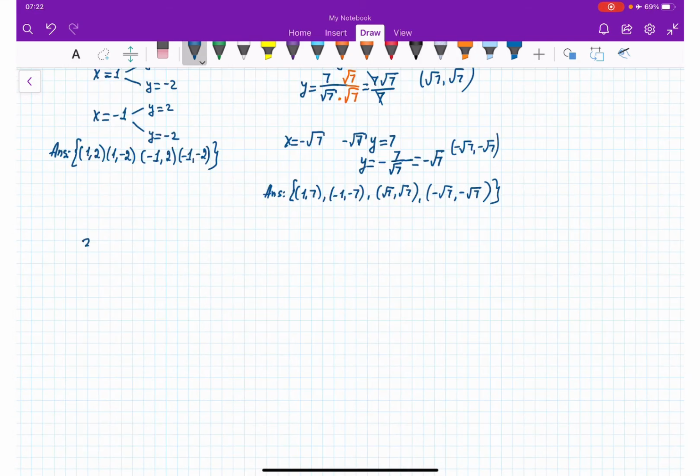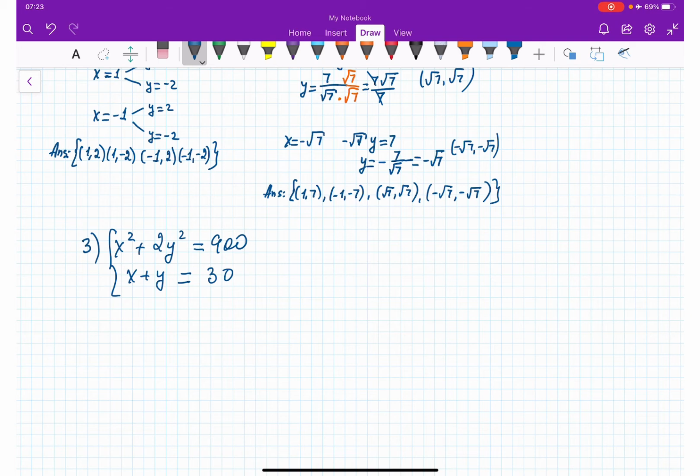Next, we have x squared plus 2y squared is equal to 900, and x plus y is equal to 30. Okay. Well, this one also is going to go with the method of substitution. Why? Because one equation is non-linear, the other one is linear.